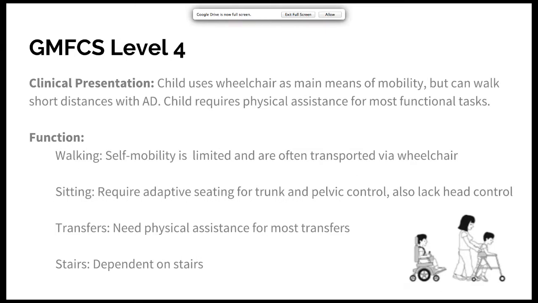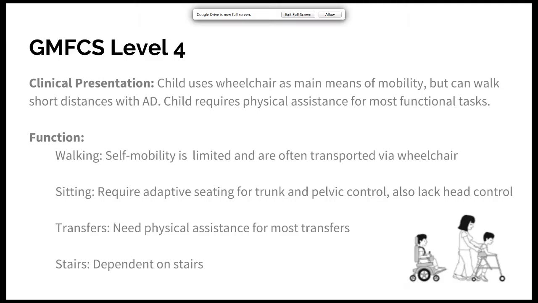So, on to GMFCS level 4. These children are dependent on their wheelchairs as their main means of independent mobility. They can walk short distances but will require assistance, as you can see in the picture on the bottom of the page. These children will require adult assistance for most of their functional activities as well, and are dependent on others' assistance to ascend and descend stairs.